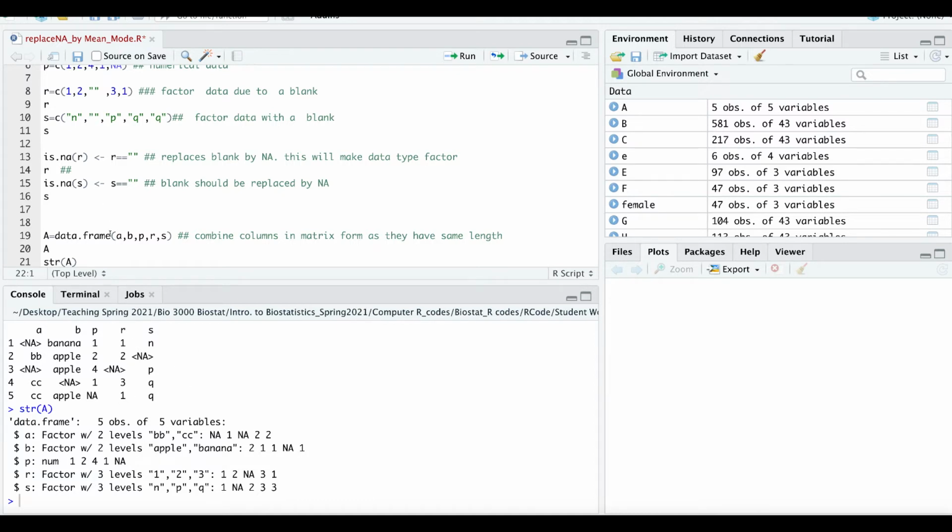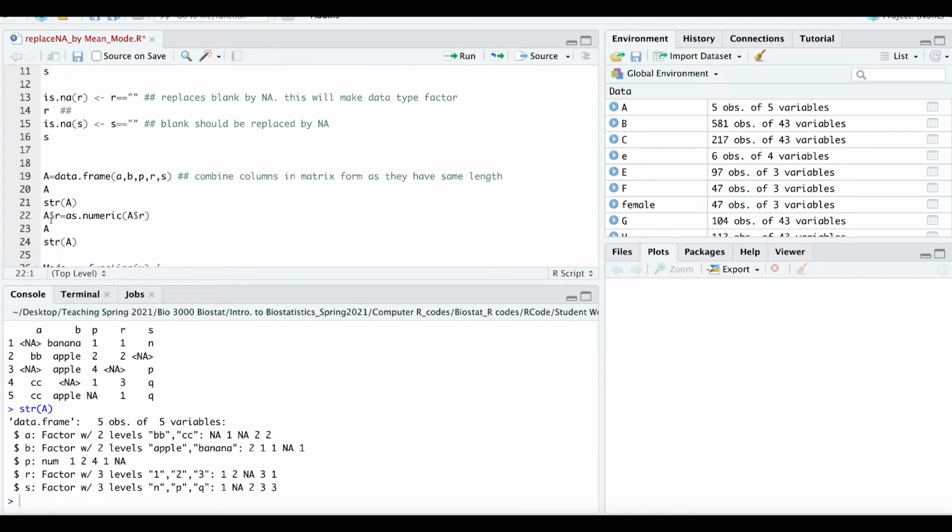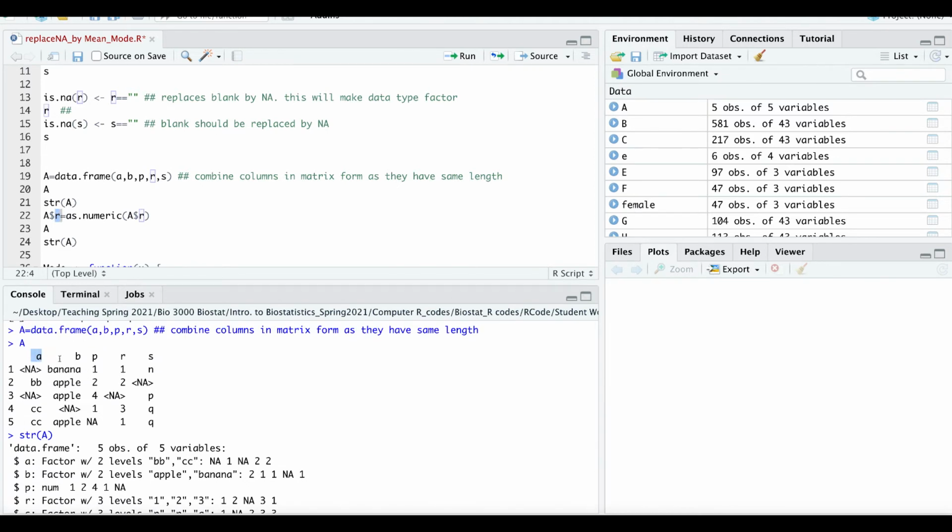But what is R though? R has numbers, so I want to change this into numerical data. How do I do that? It's easy. What I do is A$R. What does that mean? The data frame or matrix is A, and you are going inside A to the column R, so it works on column R. What I did here is A$R equals as.numeric(A$R).